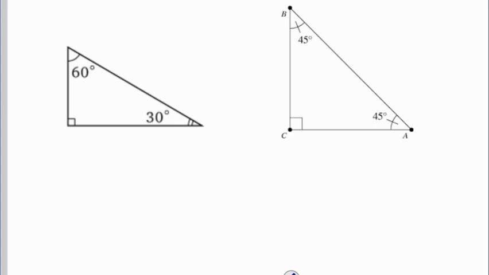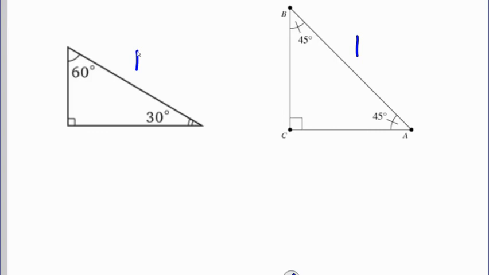Now, if these were drawn in the unit circle, that would mean that the hypotenuse on each of these would be the radius. Well, in the unit circle, we know that the radius is 1. Okay, so I'm going to go ahead and give 1 to each hypotenuse. Now let's look at this 30, 60, 90.